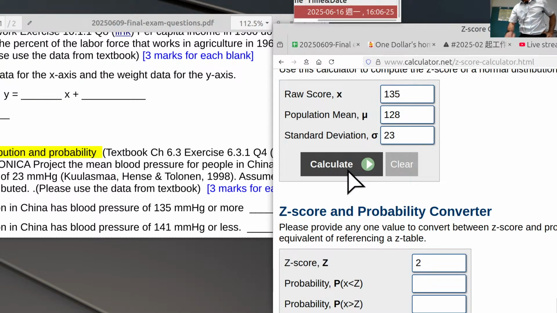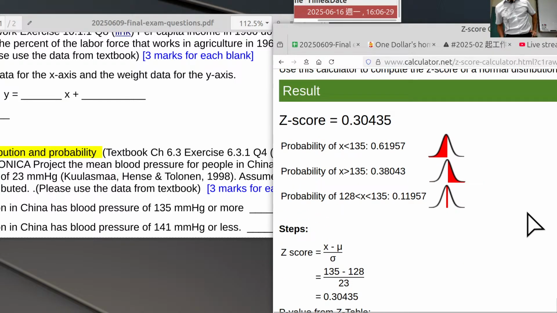The question says 135 or more, but the answer is like greater than 135, so it doesn't count 135 itself. Do you mean if I click this? What's your question? The second one? It says greater than 135, right? But it says here 135 or more. So 135 should be included, right?